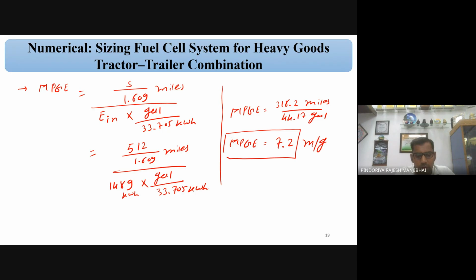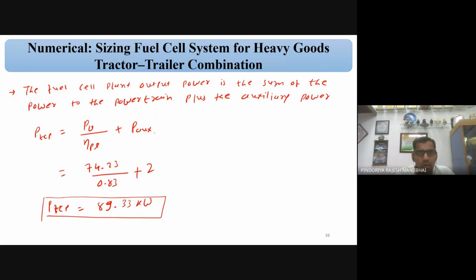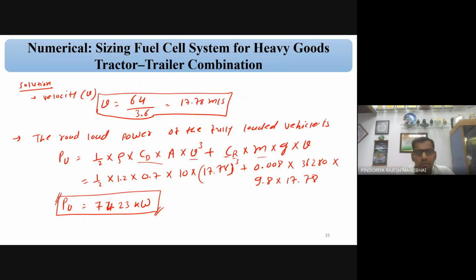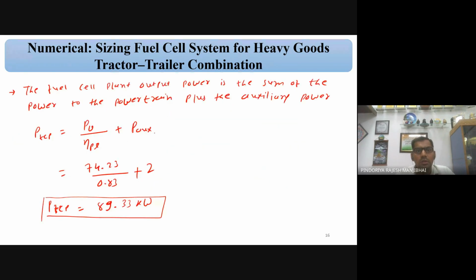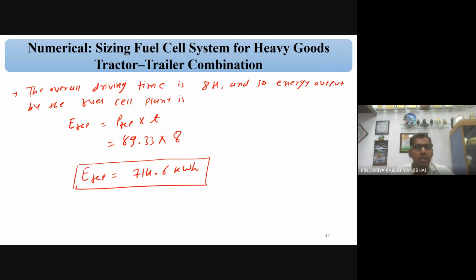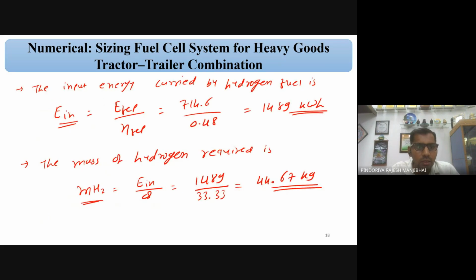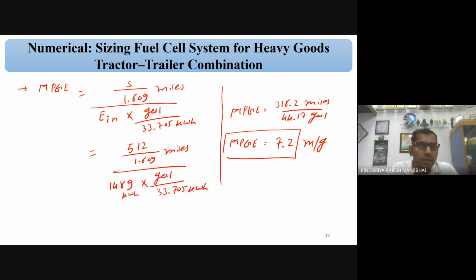Yeah. So the first part we completed. First we calculate the velocity, then we calculate the load power, then we calculate the fuel cell plant output, and finally we calculate the overall driving time, and then we calculate the energy input and mass of the hydrogen, and then finally we calculate the mile per gallon equivalent. Okay, so this mile per gallon equivalent formula, please remember.